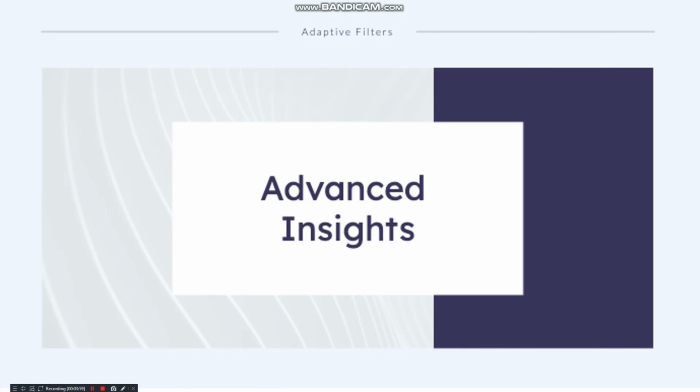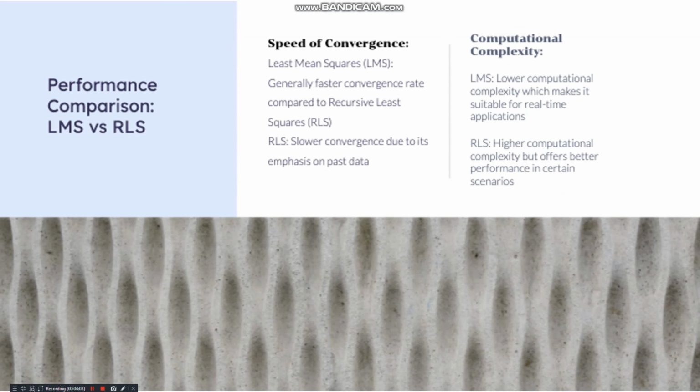Moving forward to advanced insights, we first do a performance comparison between LMS and RLS algorithms. Based on the speed of convergence, we can say that generally the LMS algorithm has a faster convergence rate compared to RLS, and RLS has slower convergence due to its emphasis on past data. And if we talk about computational complexity, LMS has lower computational complexity, which makes it suitable for real-time applications, whereas the RLS algorithm has higher computational complexity but offers better performance in certain scenarios.